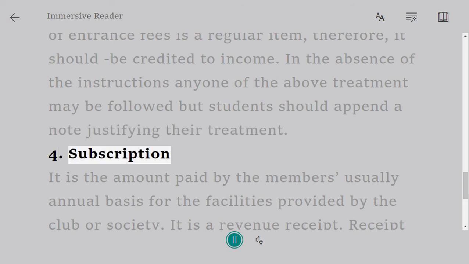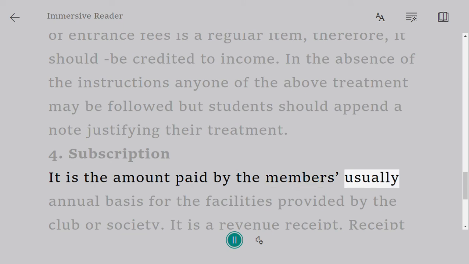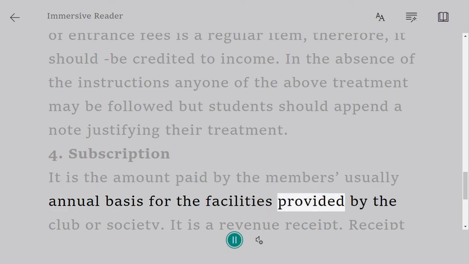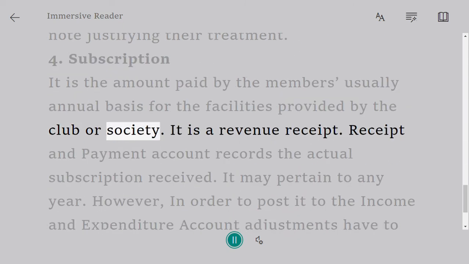4. Subscription. It is the amount paid by the members, usually on an annual basis, for the facilities provided by the club or society. It is a revenue receipt.